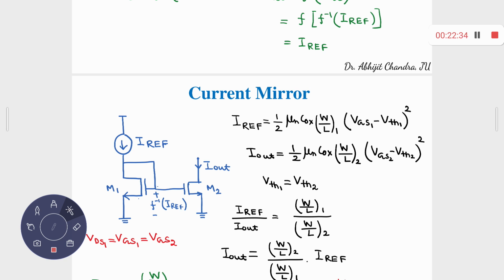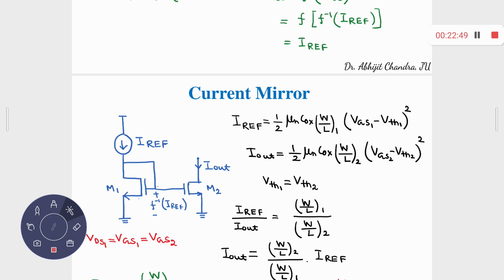VGS1 is equal to VGS2 because gates are connected together, sources are connected to ground, and the first MOS M1 is in direct connected fashion. So drain source 1 is equal to gate source 1. VDS1 is equal to VGS1. That's great. But VDS1 is not equal to VDS2.